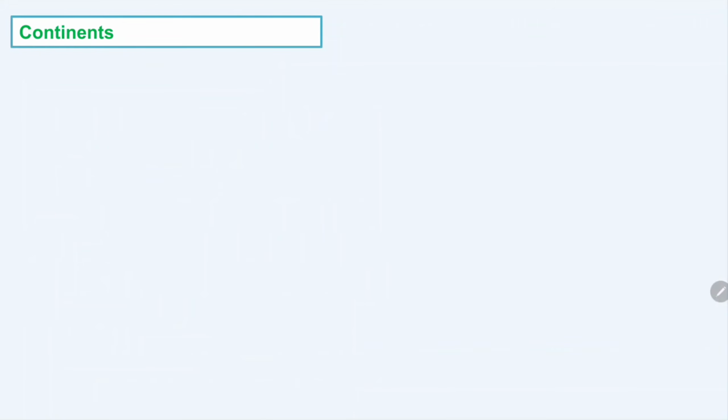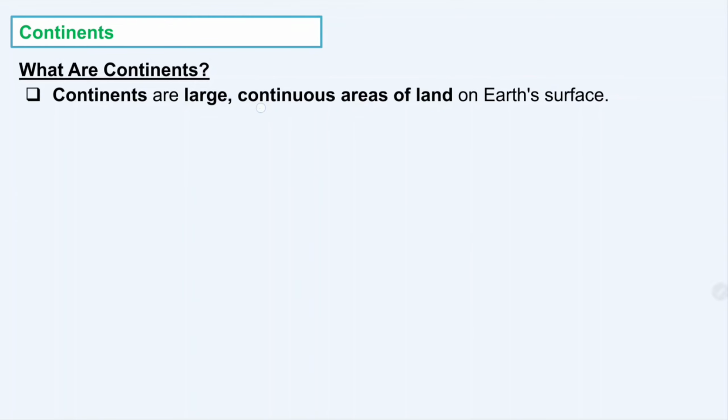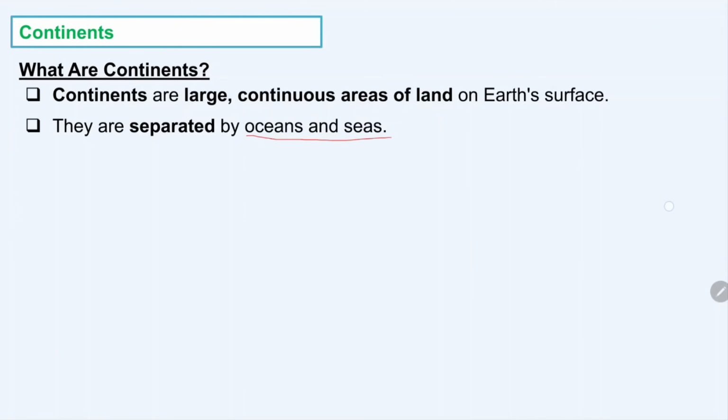So now let us see about continents. I hope you have understood about oceans and its importance as well as its destructions, isn't it? So now let us see about the continents. Continents are large continuous areas of land on Earth's surface, and they are separated by oceans and seas. These continents are being separated by what? Oceans and seas.